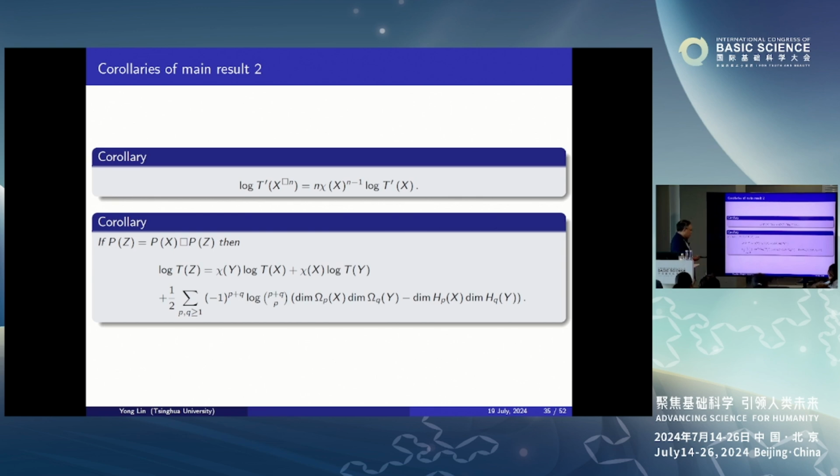This formula is for the standard inner product for Omega_p. So we have this extra term, this sum, for the standard inner product.